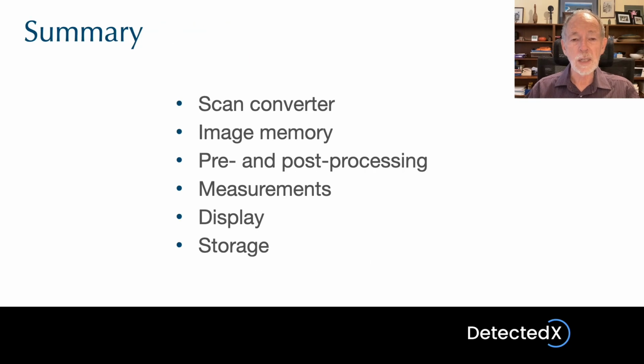We've looked at the scan converter, the image memory, the pre- and post-processing functions, measurements, and most importantly the limitations in the accuracy of measurements, the display and storage of the final image. So that really brings us to the end of a description of what the machine does to create echoes and to turn those echoes into an image.